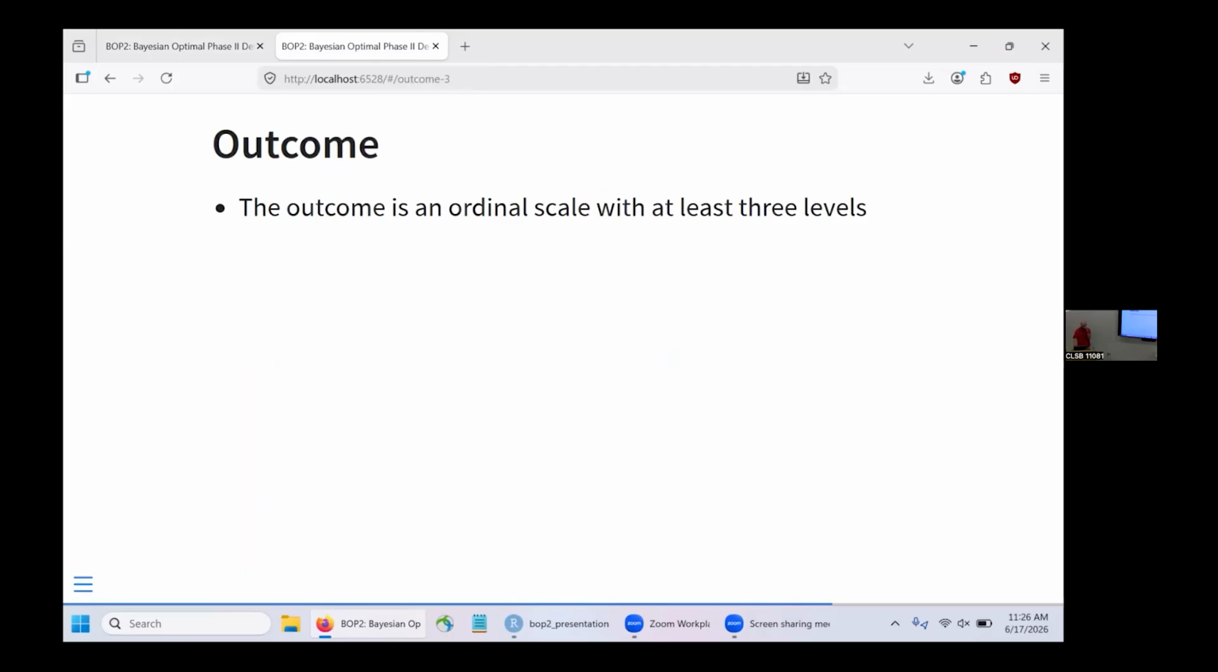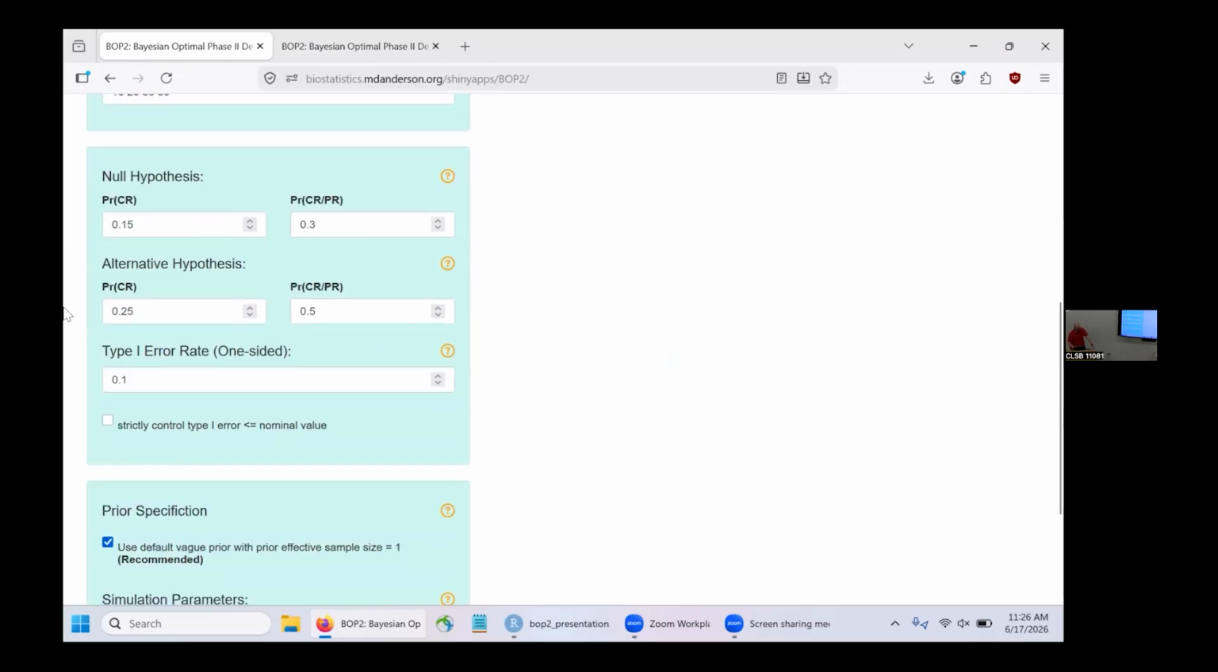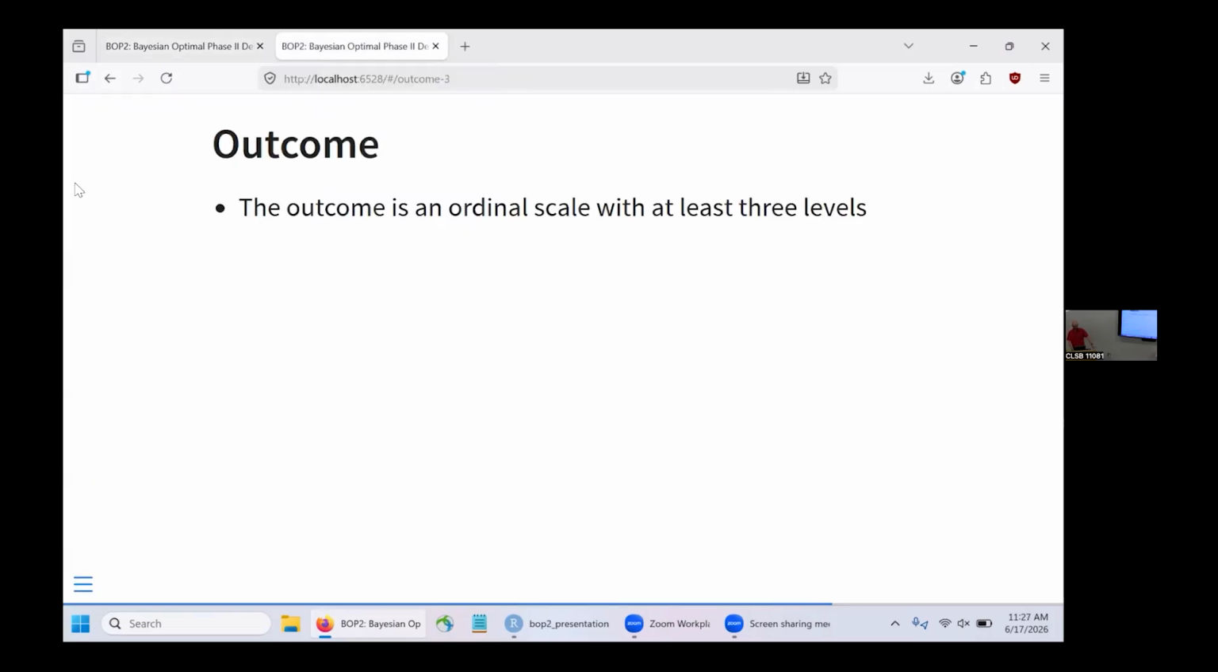I just want to point out, I'm going to show ordinal efficacy. So you can see that we have the probability of CR, complete remission, and the probability of CR or PR, so complete remission or partial remission. Right off the bat, the terminology is coming from cancer research, unsurprisingly. Obviously, you could use this with other outcomes that are not specifically the scale of complete remission, partial remission, stable disease, progressive disease, etc. But that's just the notation that appears in the Shiny app.